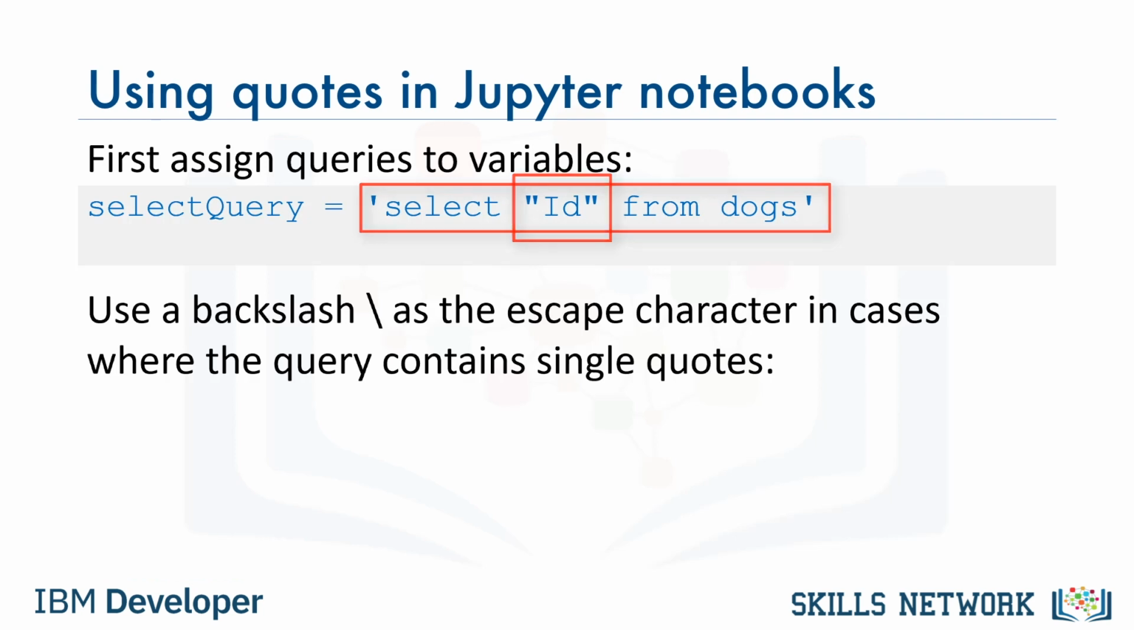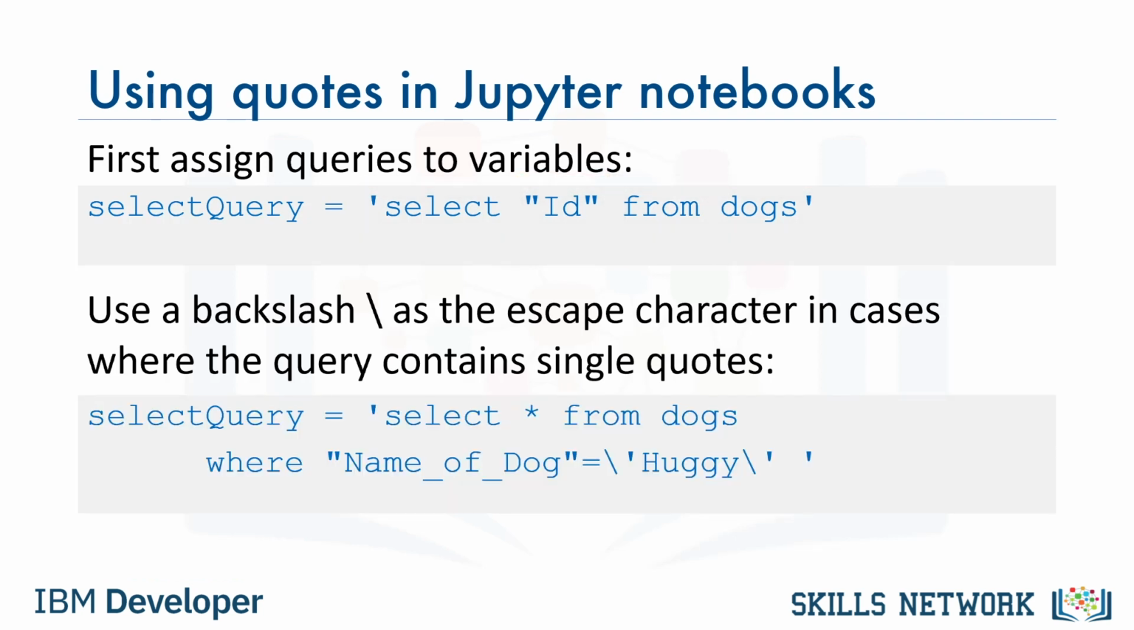Now, what if you need to specify single quotes within the query, for example, to specify a value in the where clause? In this case, you can use backslash as the escape character as follows. Select query equals open single quote select star from dogs where open double quote name of dog close double quote equals backslash single quote Huggy backslash single quote close single quote.